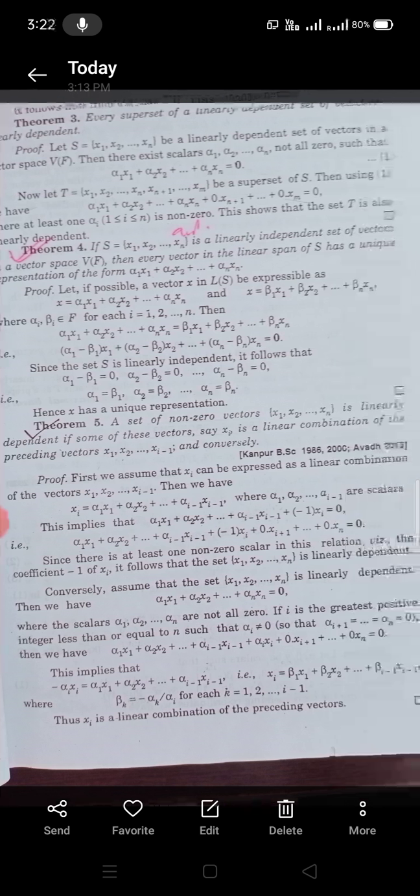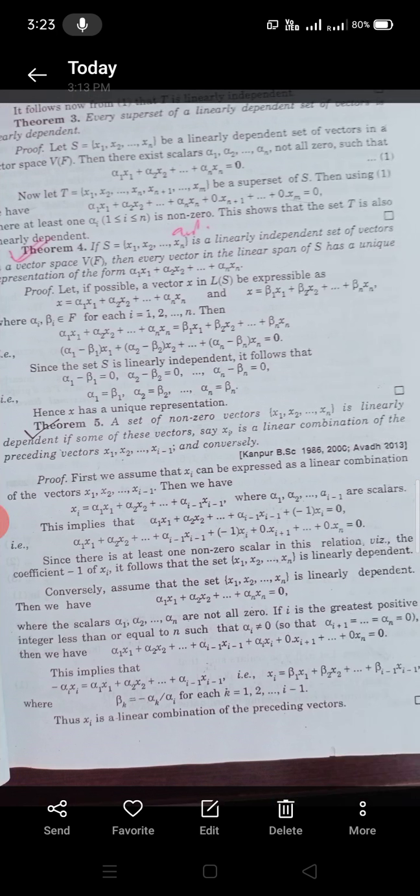Now, we see the next theorem. A set of non-zero vectors x1, x2, x3 and so on xn is linearly dependent if and only if some of these vectors, say xi, is a linear combination of the preceding vectors x1, x2 and so on xi−1.